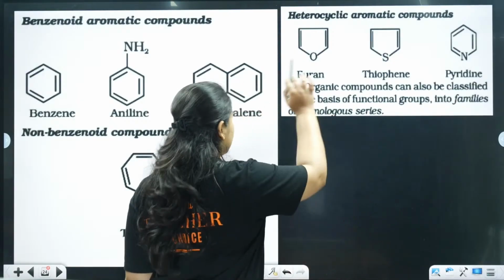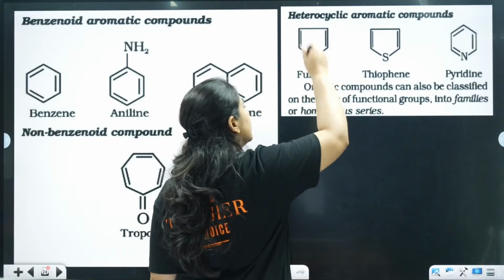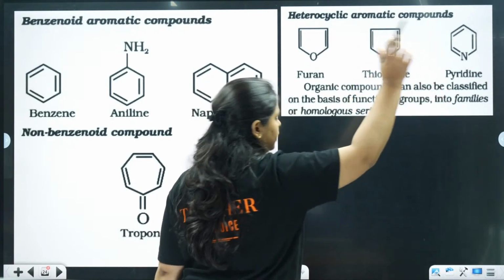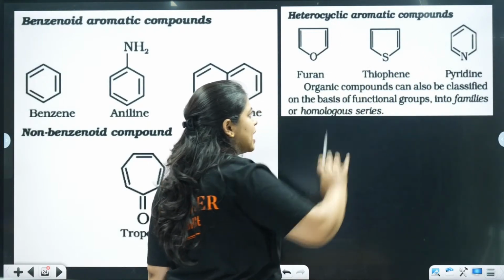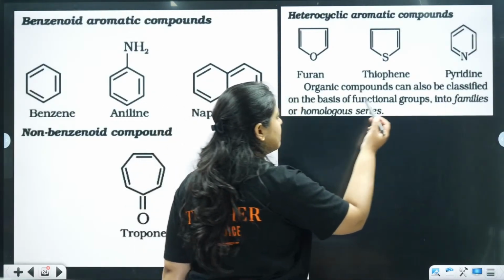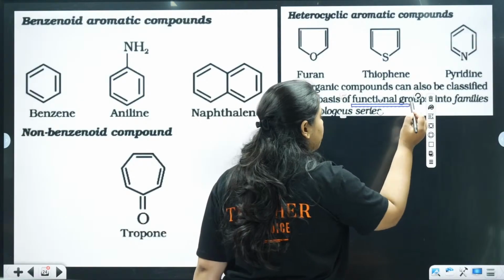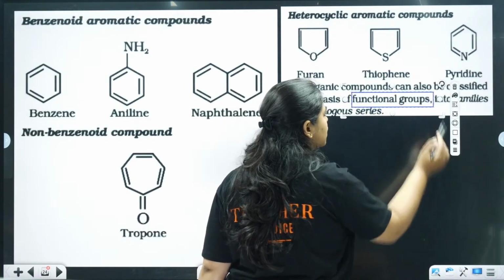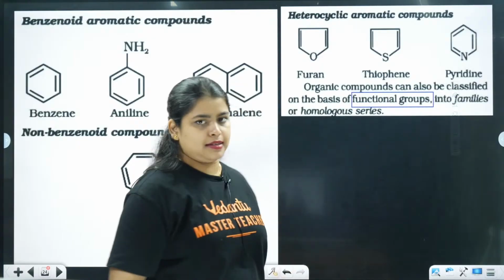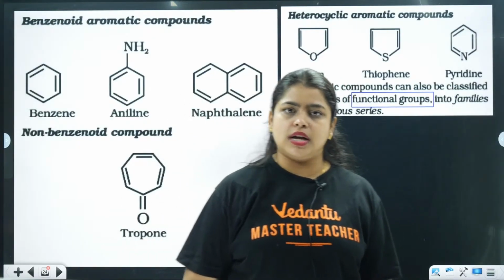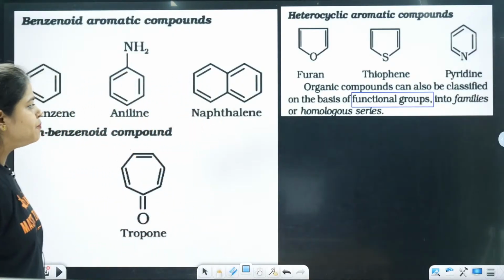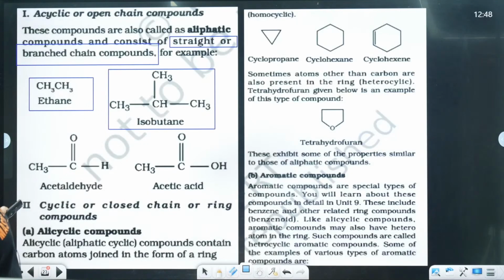Carbon along with one more element like oxygen, sulfur, or nitrogen. Done. So these are a few examples. These organic compounds can also be classified on the basis of the functional group, into the families of a homologous series. You need to be very clear about this concept. Clear? Understood?